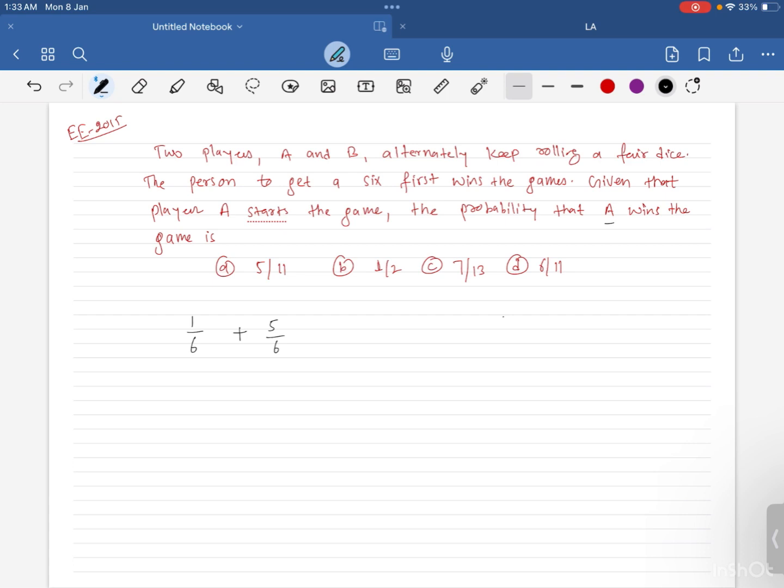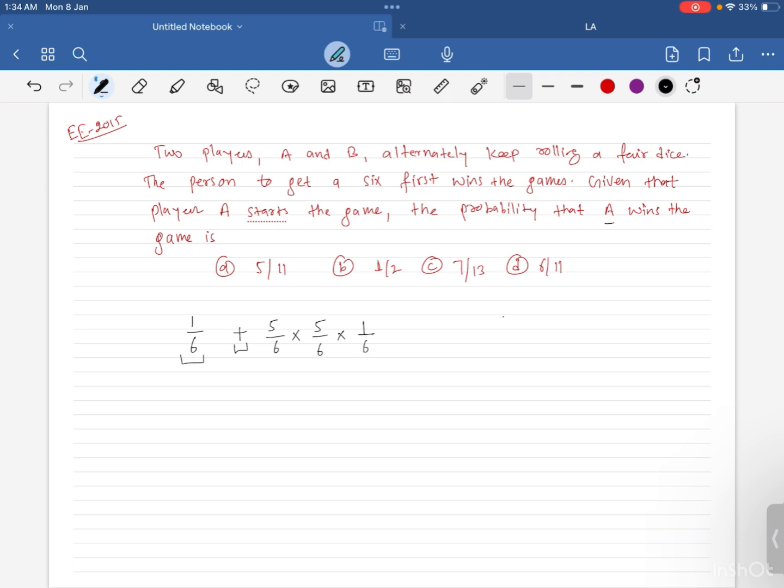And again B is going to play, but B will also not win. Then only we will be able to make A win, right? If B wins, that is not what we have to find. We have to find the probability that A will win. So A will win, maybe he will get a 6 on the first roll, or he will get a 6 on the third roll, not the second roll. So on the second roll B is going to lose, right? And again A is going to win, right?